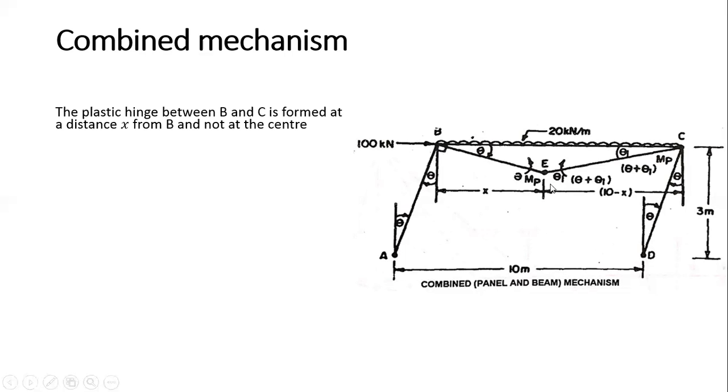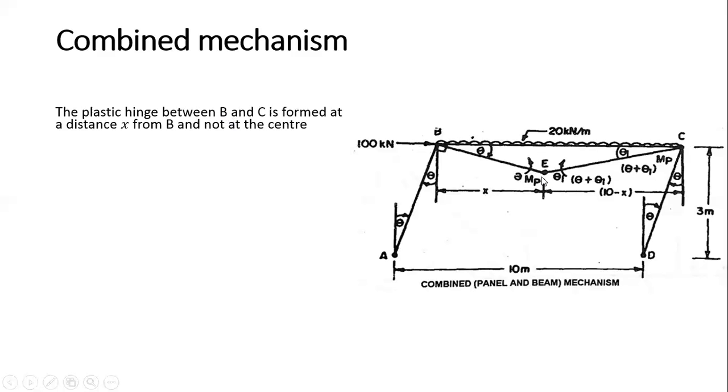The plastic hinge will form somewhere in between B and C at point E, which is at a distance of x from B. So we have to calculate what is the value of x here. And another hinge is formed at this point. So the plastic hinge between B and C is formed at a distance x from B and not at the center. Why not at the center? Suppose that if this horizontal load is not acting, then it would be at the center. But because this load is acting, we do not know where the maximum bending moment is in this beam. So we have to calculate it.